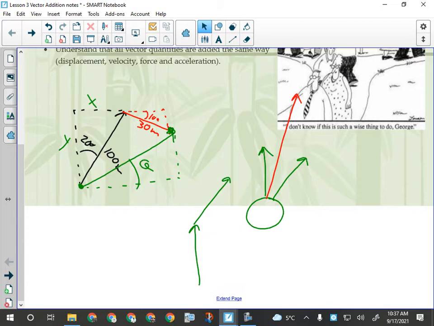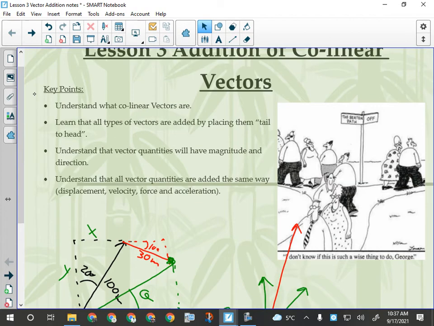All right, so that's kind of what we're going to be looking at. But for today, we're going to go over collinear vectors, because that's review from Science 10. We're going to talk about this tail to head thing, that's what I just showed you. Understand that vector quantities have magnitude and direction, and that all vector quantities are added the same way. Displacement, velocity, force, we add them all the same way. In fact, it doesn't even matter what the units are during the process of drawing and calculating. It only matters at the end when you put the final units on. They're all done exactly the same.